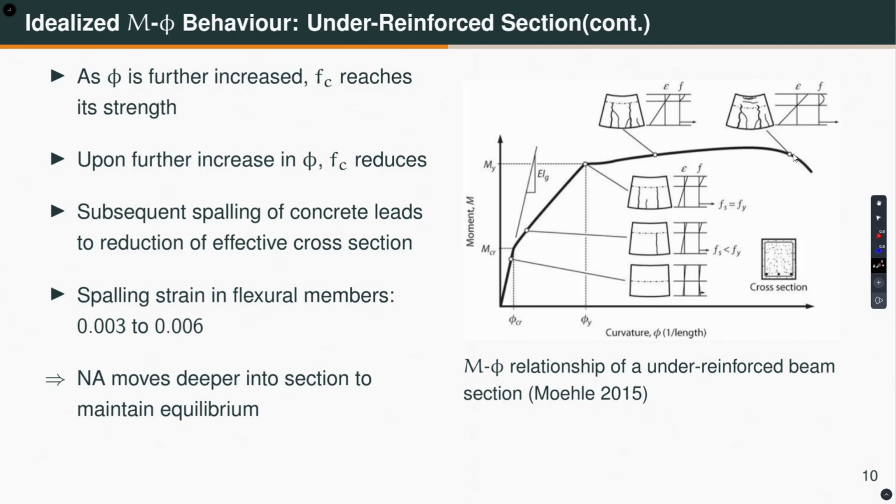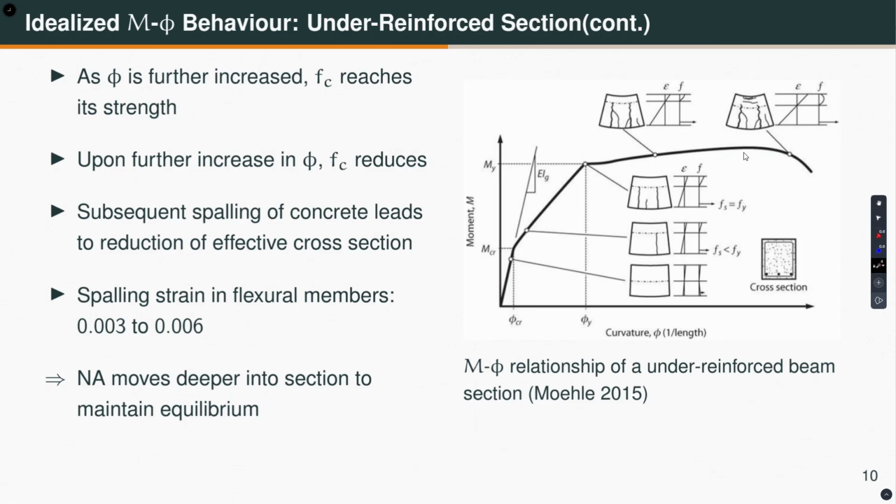Can you tell how does it fail? So what causes the failure here? It is the crushing of concrete. Although the section is under reinforced, so yielding in the steel has happened much before the concrete has reached its crushing strength. Okay. But eventually the failure of the cross section will happen through the crushing of concrete.